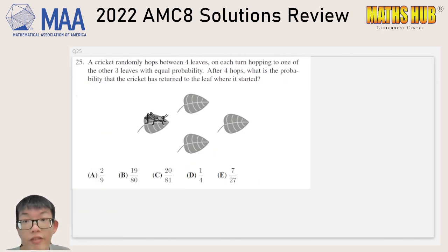Finally, question 25. A cricket randomly hops between 4 leaves. On each turn, it hops to one of the other 3 leaves with equal probability. After 4 hops, what is the probability that the cricket has returned to the leaf where it started?